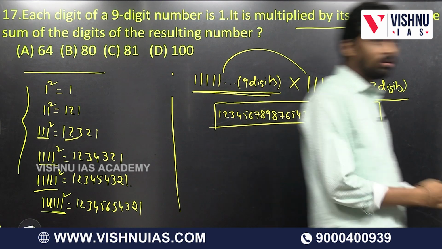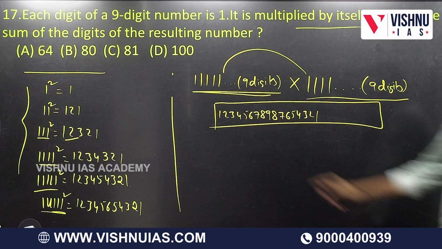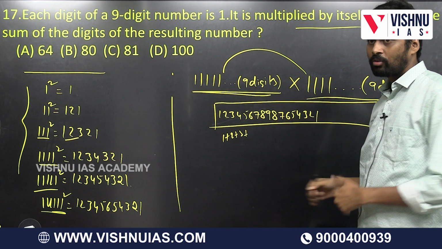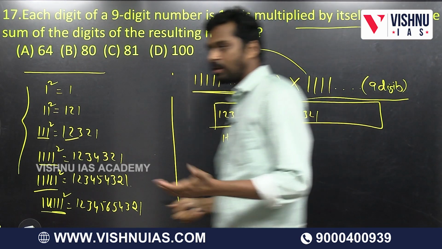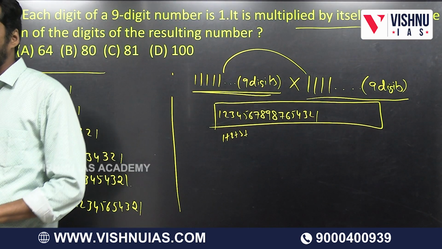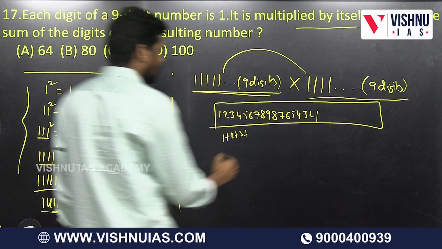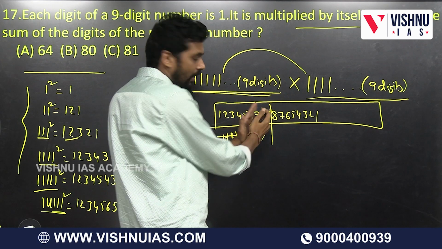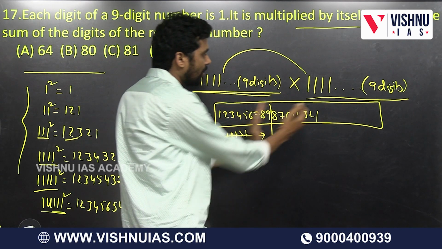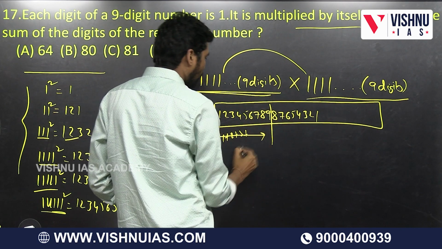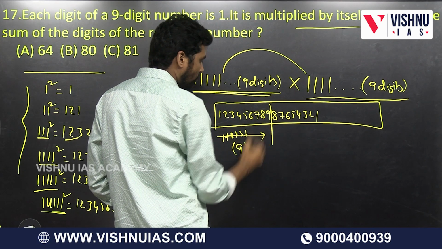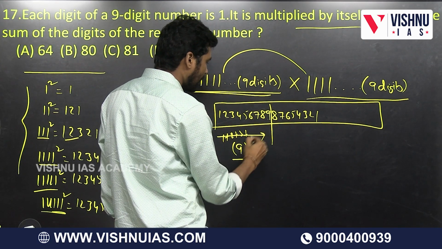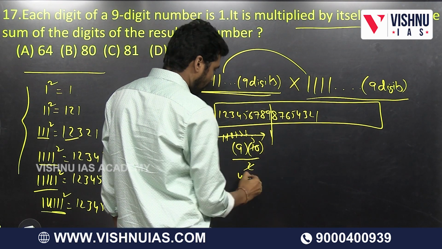Of course, one way is to add the digits: 1 plus 2 plus 3 plus up to 1. Already in the last classes I told you the formula for the sum of the first n natural numbers. What is it? n into n plus 1 by 2. So this is 1 to 9; you take one part from left to right and one part from right to left. Applying the formula directly, 9 into 10 divided by 2, 5 nines are 45, so 45.